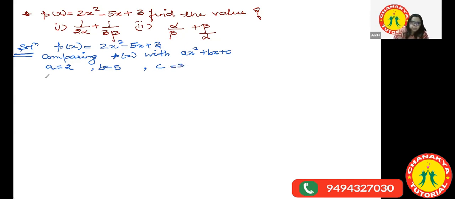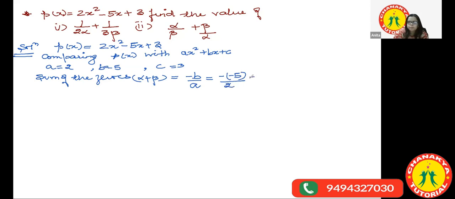Now in the next step, you have to find the sum of the zeros. It will be alpha plus beta only. So the value of alpha plus beta is minus b by a. Now put the value of b. b is -5, so the minus sign is already there. So minus into -5, and the value of a is 2. Minus minus is plus. So it will be 5 by 2. Now put the zeros.